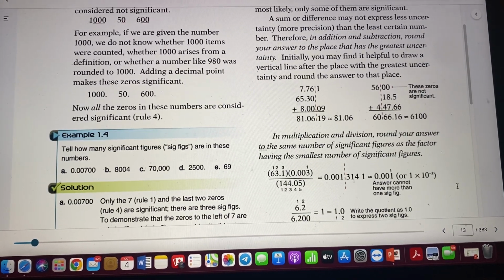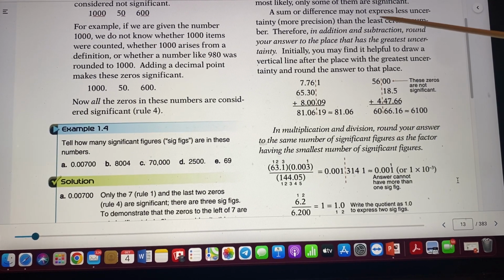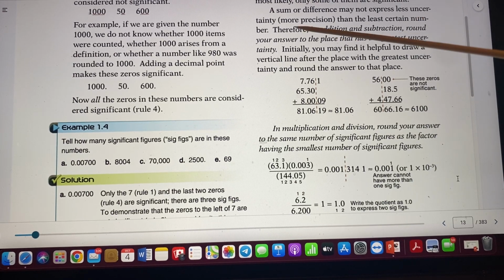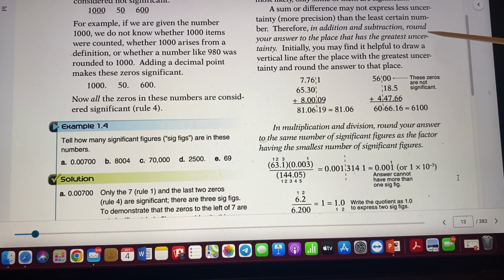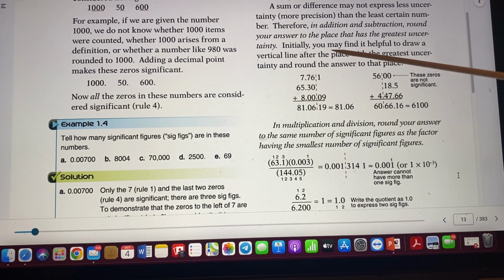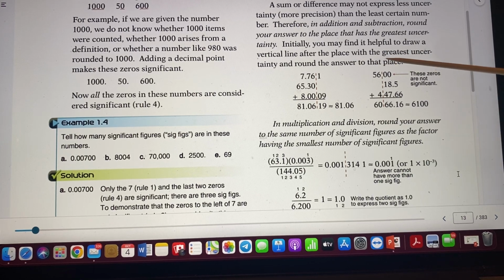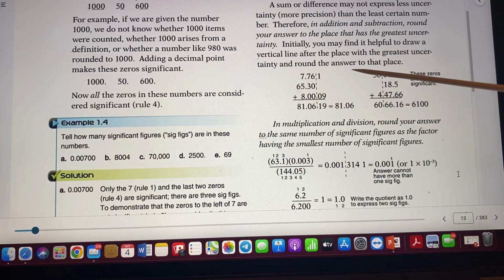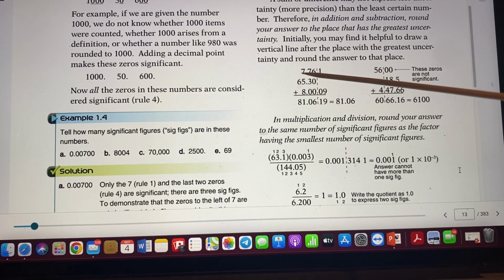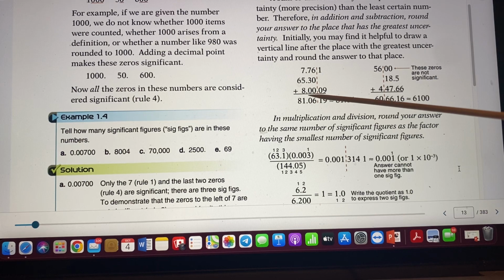A sum or difference may not express less uncertainty than the least certain number. Therefore, in addition and subtraction, round your answer to the place that has the greatest uncertainty. Initially, you may find it helpful to draw a vertical line after the place with the greatest uncertainty and round the answer to that place. So we look here. We have 4 sig figs, and of course you lined up your decimal point to add it.